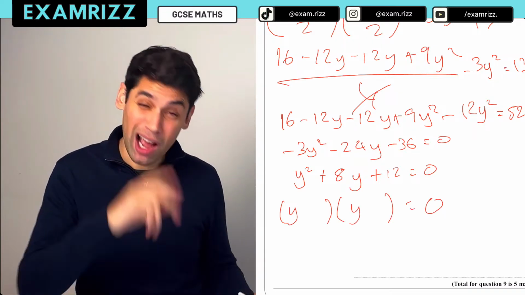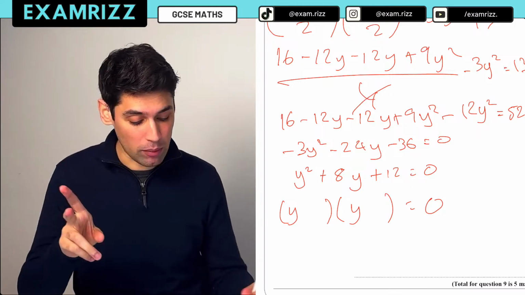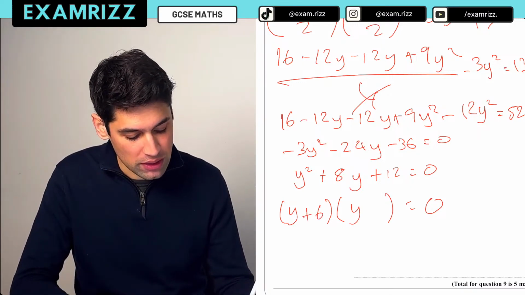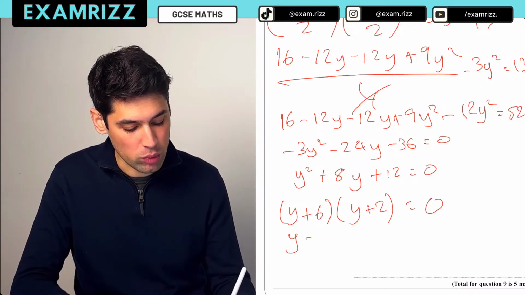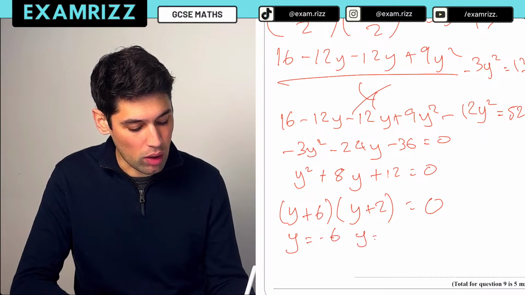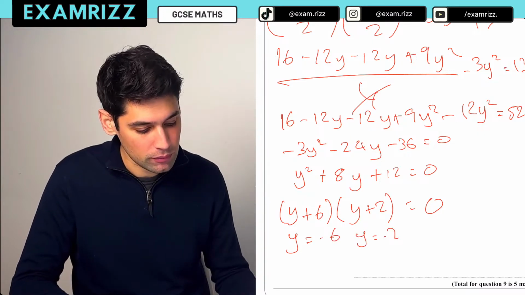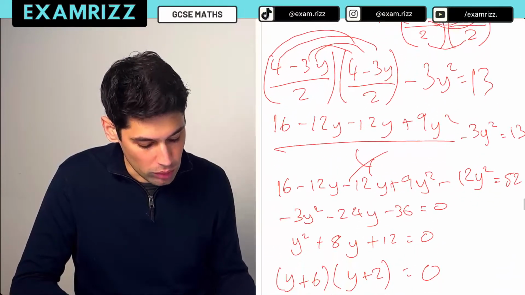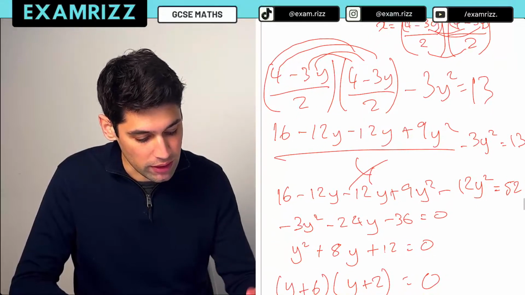We need two numbers that times together to make 12 and add together to make 8. I'm going to say that's 6 and 2. Positive 6, positive 2. That means y equals minus 6, y equals minus 2. And then what were we saying before? Oh, now we've got to put this into this formula.